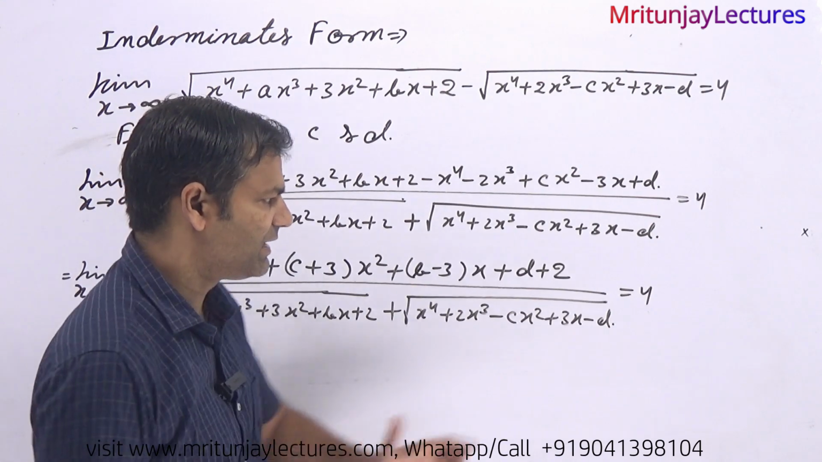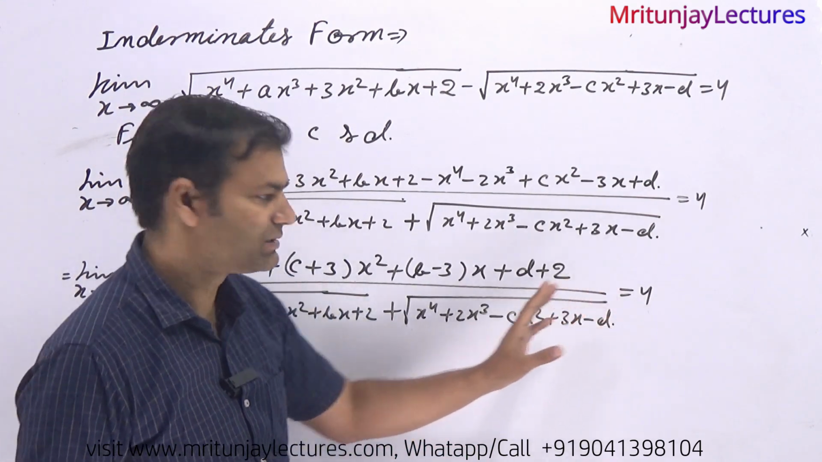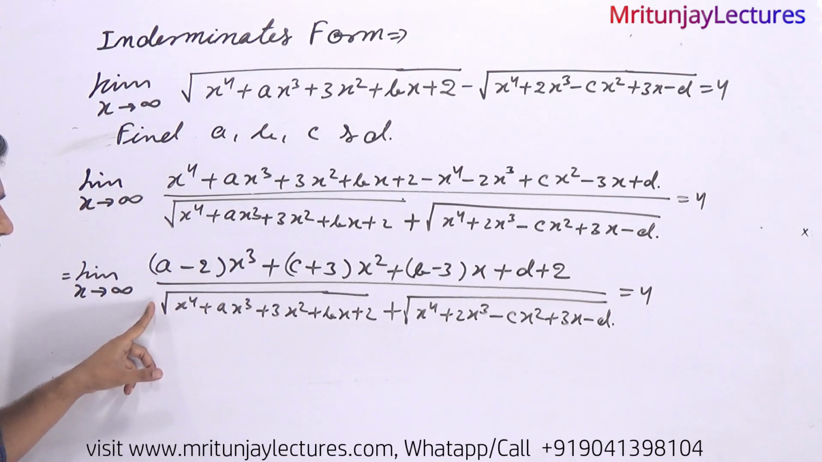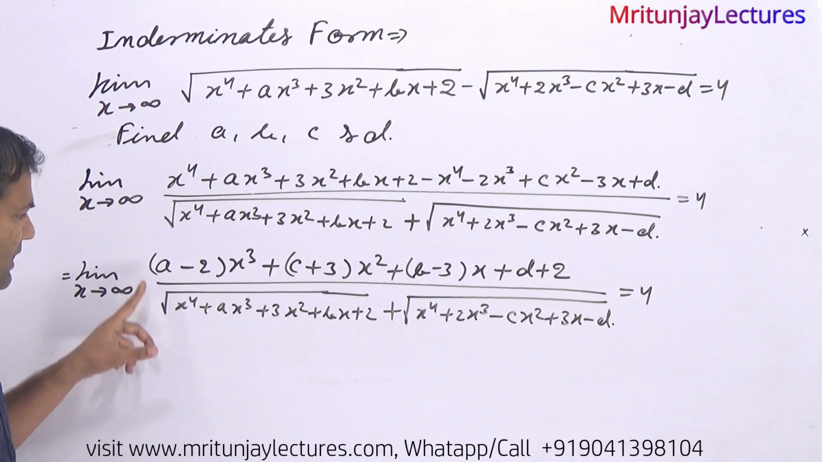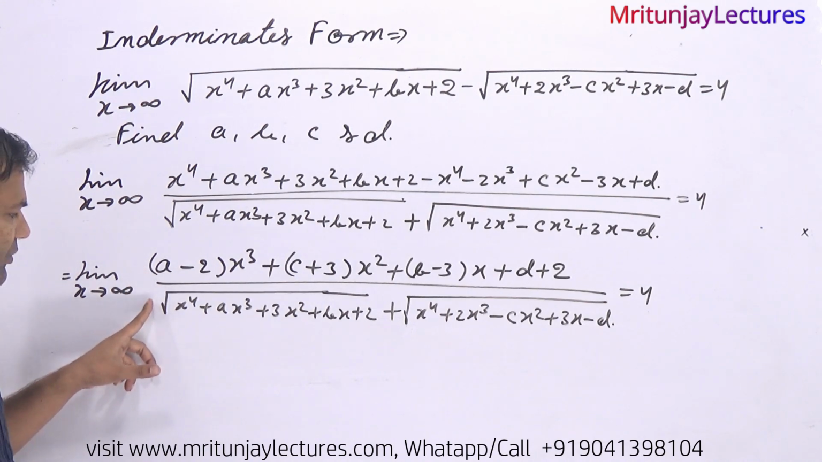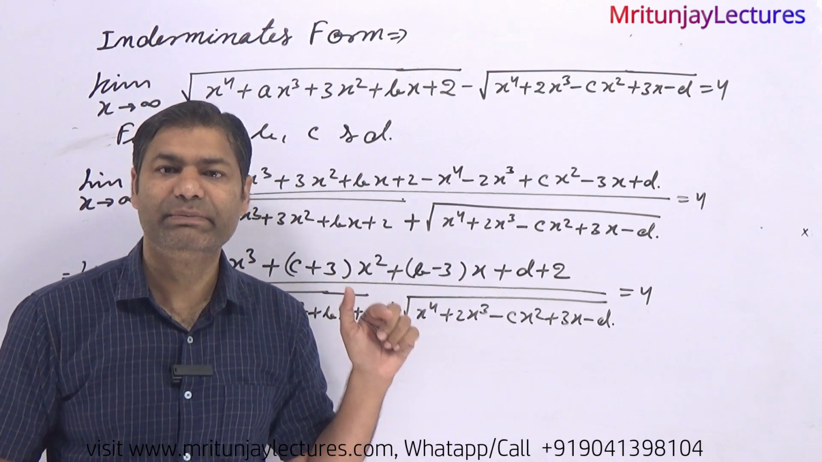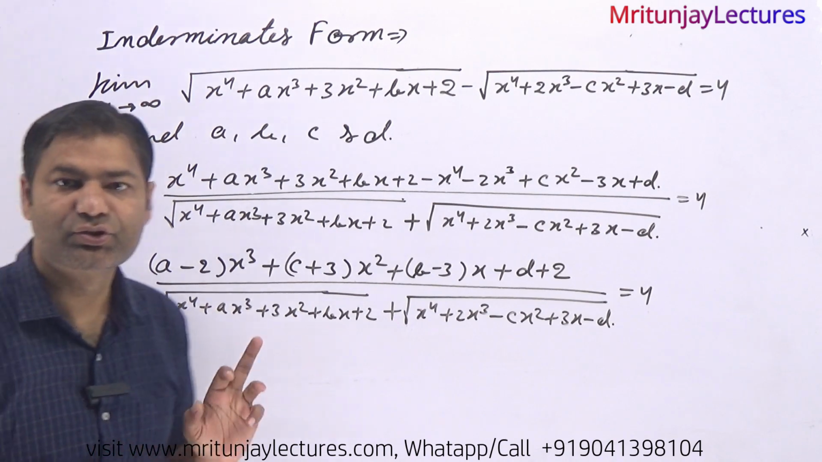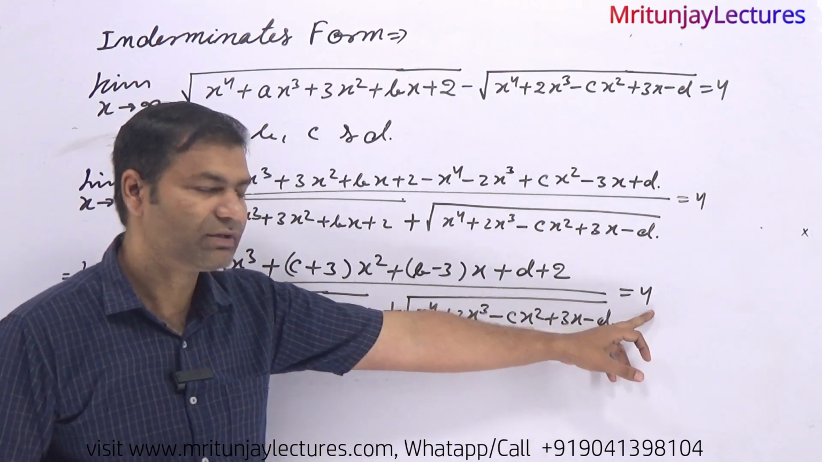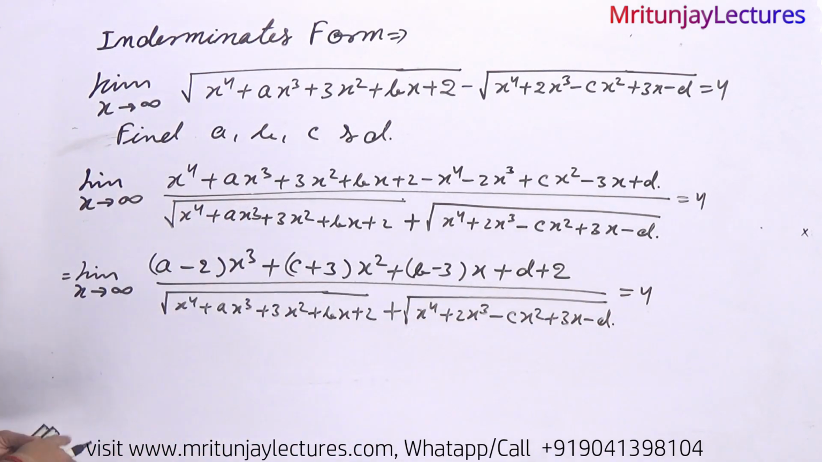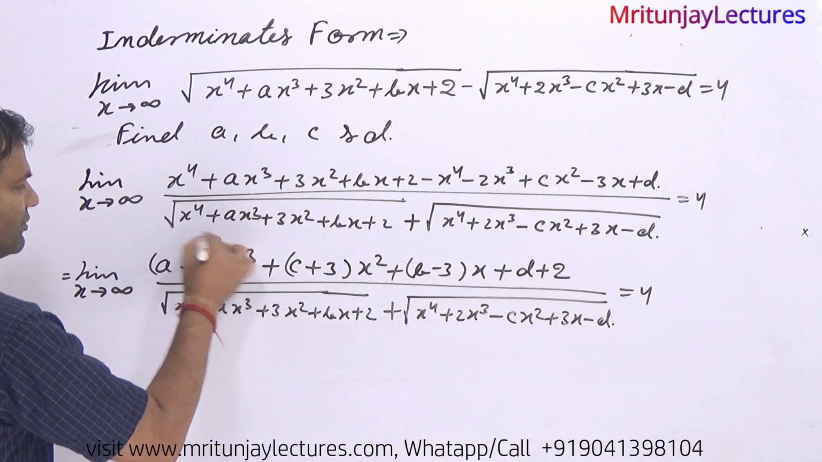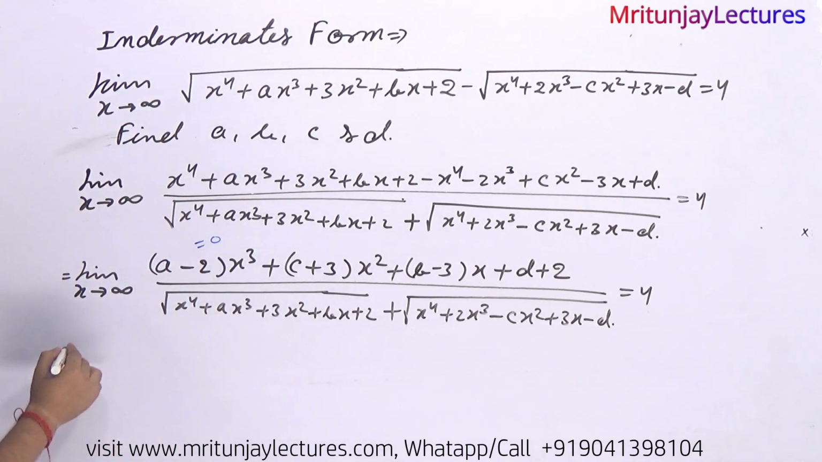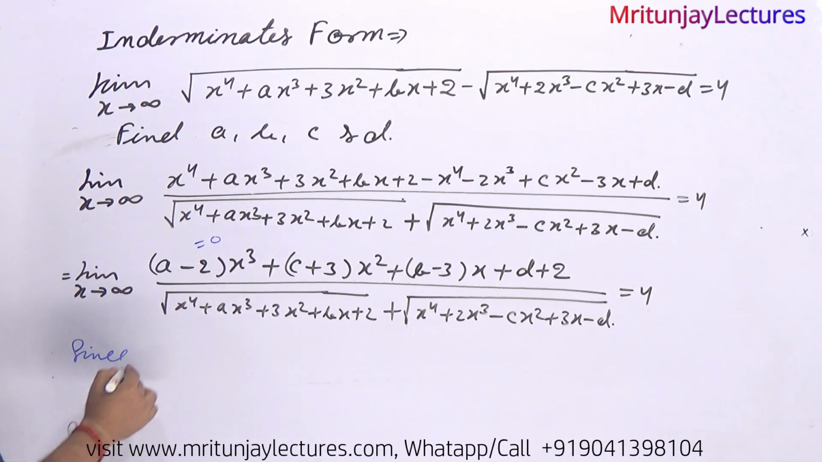It means this is a finite value, and here also a finite value. If x to the power 4 is common, then we get x square. The numerator has highest power x to the power 3, but the denominator's highest power is 2, and this has a finite value. It means the coefficient must be 0, a minus 2, since the limit is finite.